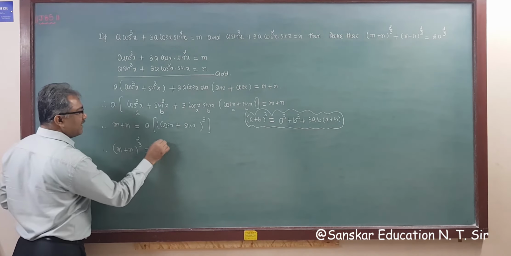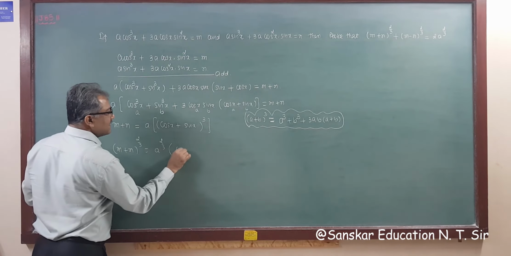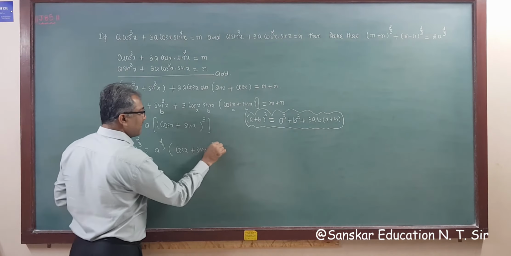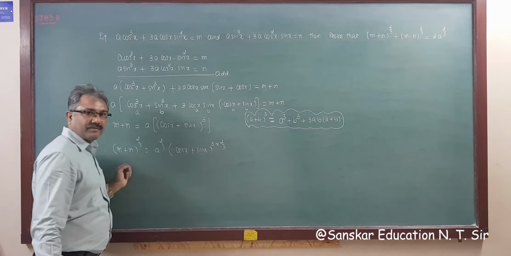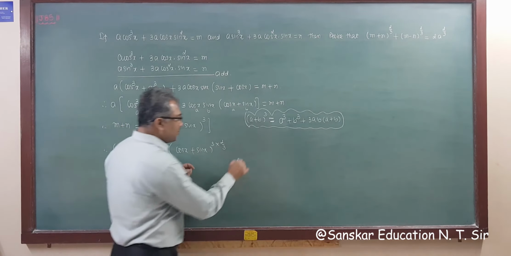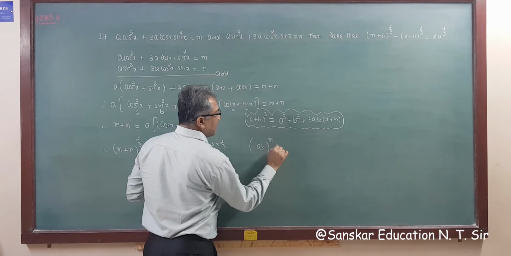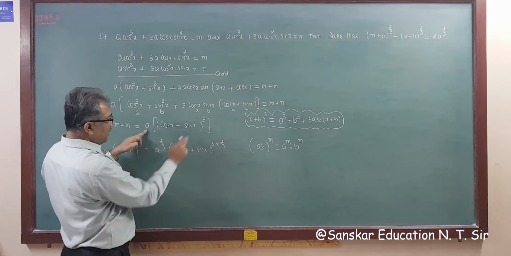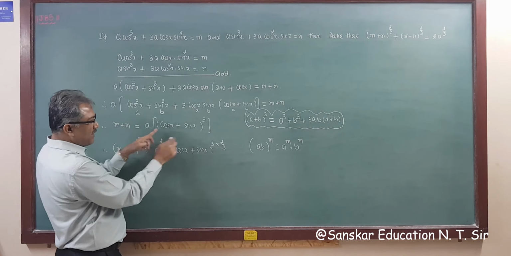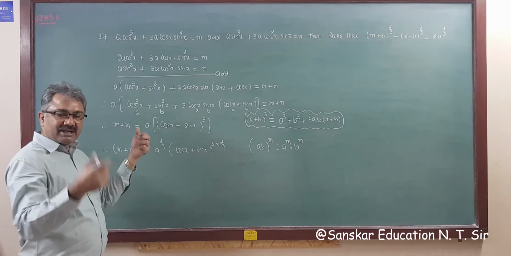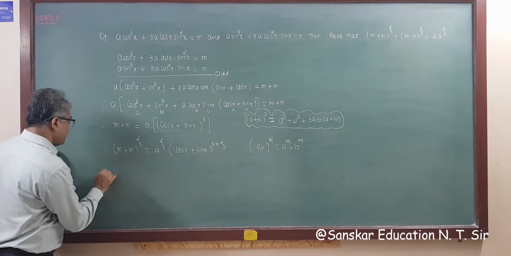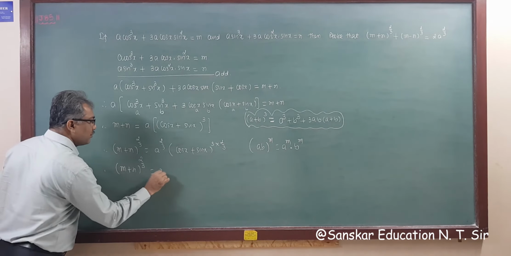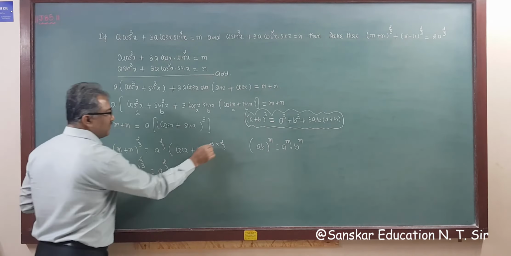This is equal to A raised to 2 by 3, and this is cos x plus sin x raised to 3, multiplied by 2 by 3 power. Right? Got it? Because you know AB raised to m, then answer will be A raised to m into B raised to m. So this is your A. So A raised to power we are taking 2 by 3, and this is this. So multiplying both sides by power 2 by 3, m plus n raised to 2 by 3 is equal to A raised to 2 by 3. Now this 3 will cut.